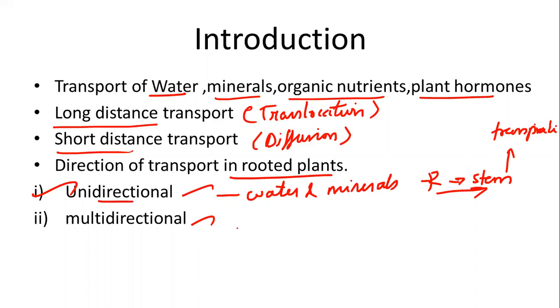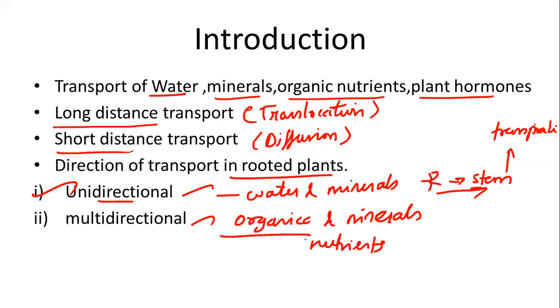For multidirectional, transport of organic and mineral nutrients, you can say food. Usually they will have a multidirectional flow. Here multidirectional will go from source to storage to sink. It keeps on transferring from one place to another place. Organic nutrients are usually synthesized in leaves, and they are transported to all parts of the plant.